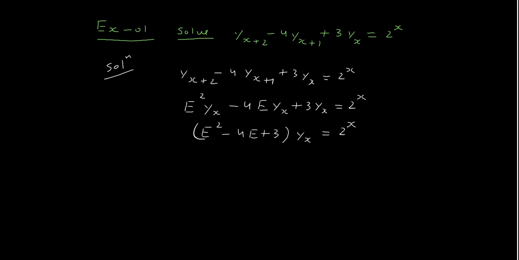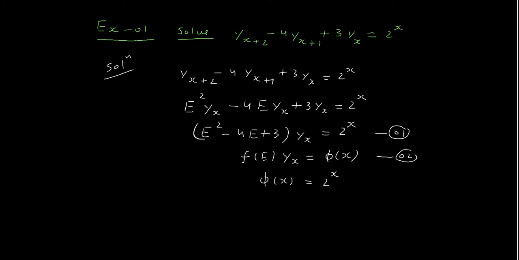If we compare with the standard form of a linear difference equation with constant coefficients, F of E y(x) equals phi of x, then comparing the two expressions, the value of phi of x is 2 to the power x, in the form of a to the power x.